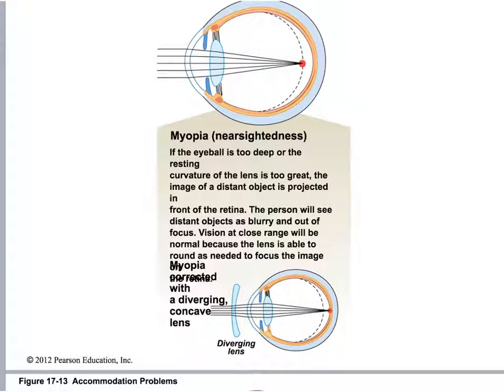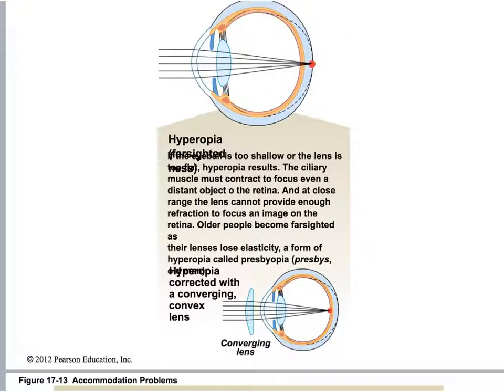Myopia is called nearsightedness. If the eyeball is too deep or the resting curvature of the lens is too great, the image of the distant object is projected in front of the retina, and the person will see distant objects as blurry and out of focus. The opposite of myopia is called hyperopia, or farsightedness. This is when the eye is too shallow or the lens is not focused properly. Older people become farsighted as the lens loses its elasticity, so hyperopia is corrected with a converging, convex lens.